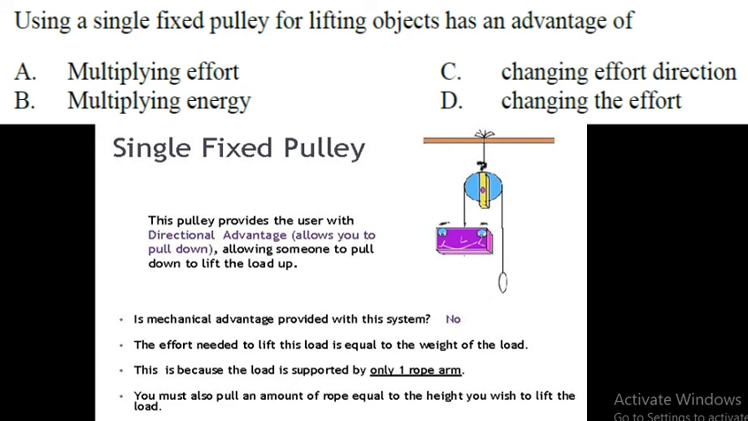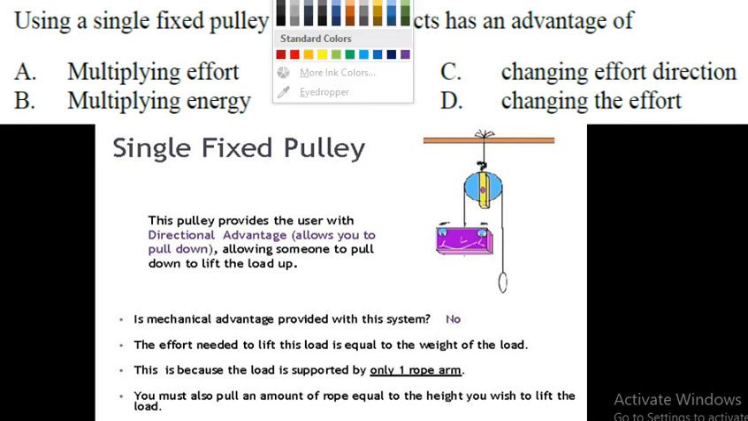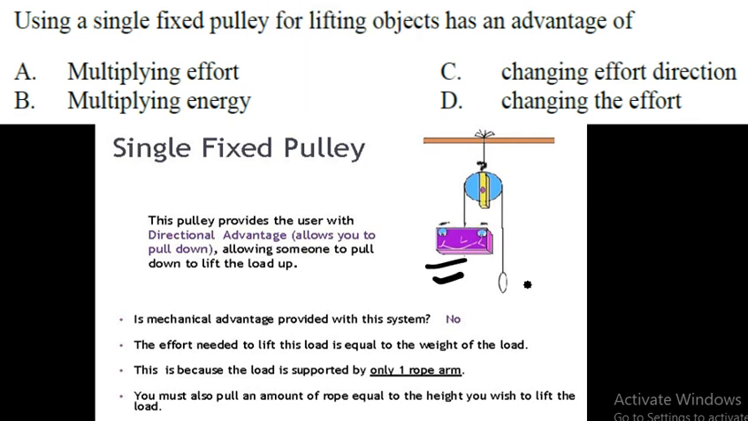This is how it looks. Single fixed pulley. The object is here and the effort will be here. Someone can pull downward, but the force that you are going to apply will be the same as the object load. That means force will not be multiplied here.